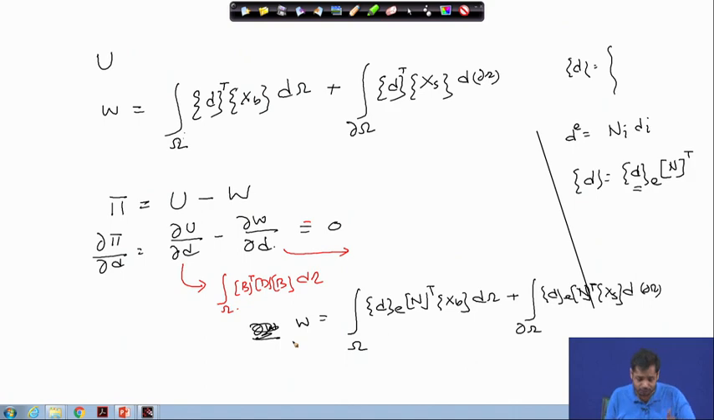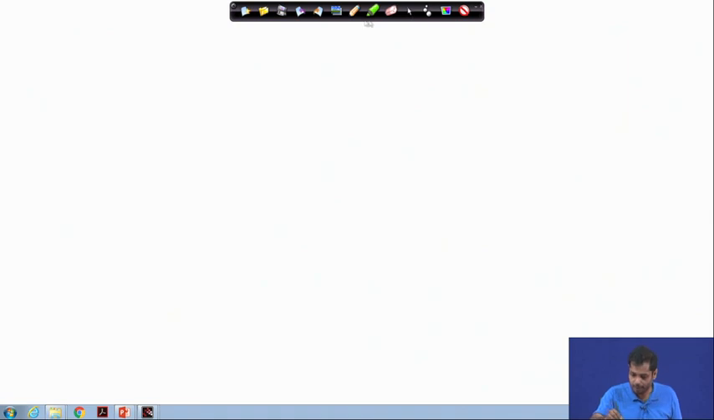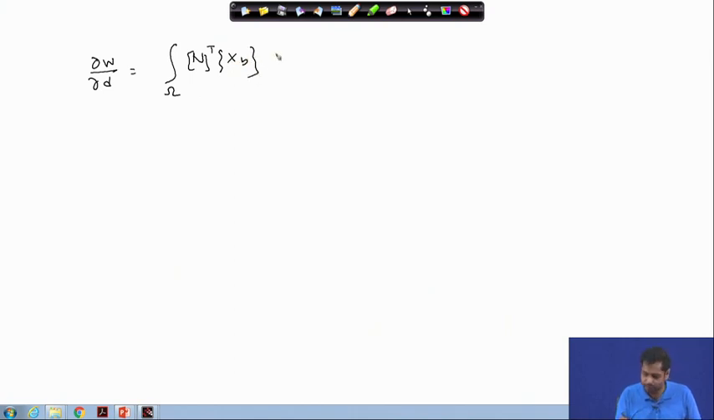Now, if we differentiate it with respect to del d, then what will happen? If we differentiate it with w, then we have del w del d will be integration over the domain, then we have N transpose, the d term will go, and x b, which is the body force term, and then d omega, and then plus integration over the boundary, then N transpose, and then x the boundary term, and then d del omega.